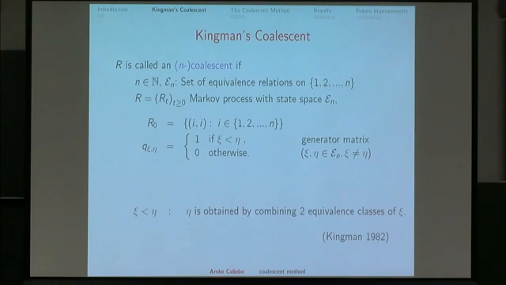Okay, Kingman's coalescent is a Markov process. I'll call it R. It's called the n-coalescent if we have a sample of n individuals. It's a Markov process, and it's continuous in time. As a state space, it has the set of equivalence relations on 1 to n. We start, as you can see, with each individual only in an equivalence class with itself.